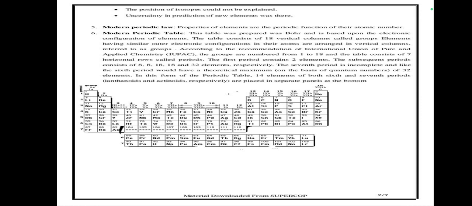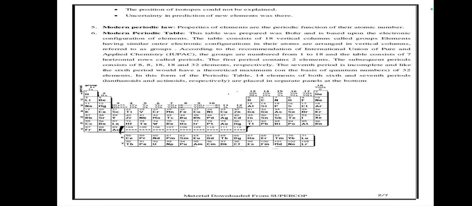The first period contains 2 elements. The subsequent periods consist of 8, 8, 18, 18, 32 elements respectively. The 7th period is incomplete, and like the 6th period would have the theoretical maximum, on the basis of quantum numbers, of 32 elements. In this form of the periodic table, 14 elements of both 6th and 7th periods, lanthanoids and actinoids respectively, are placed in separate panels at the bottom.